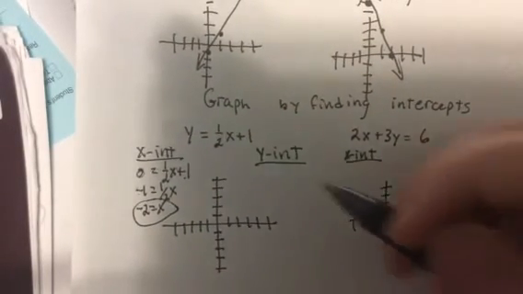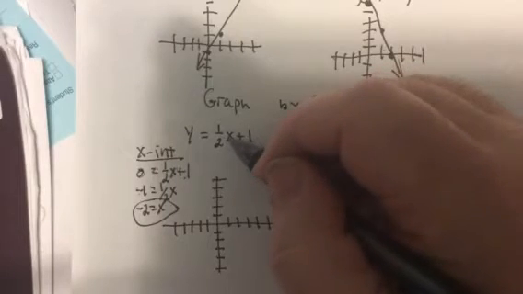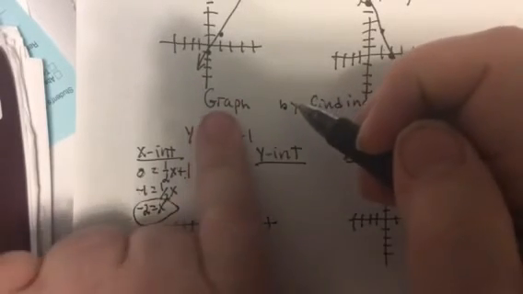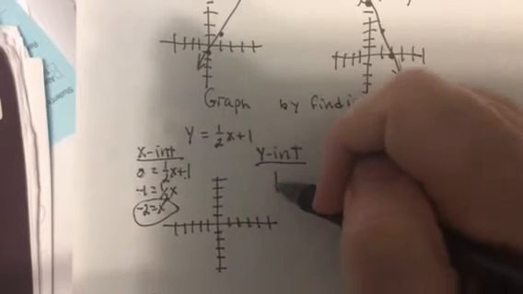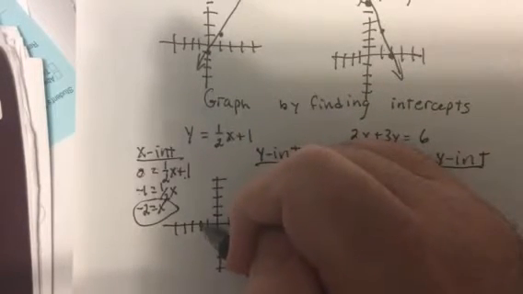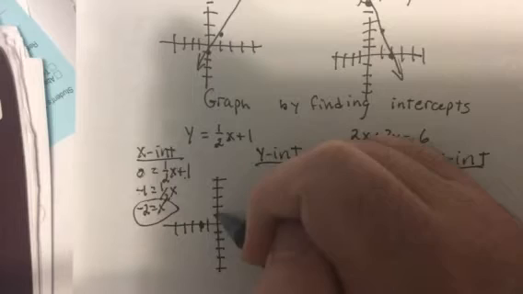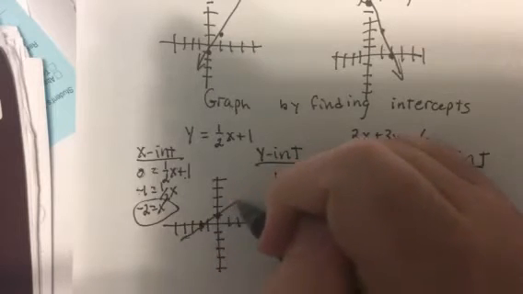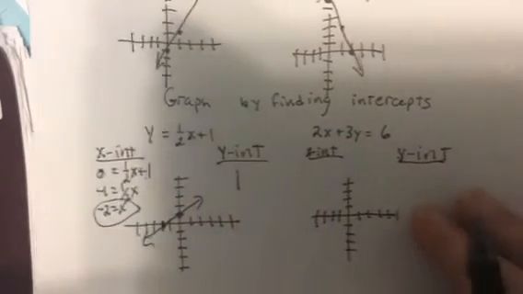To find the y-intercept, put 0 in for x. So this drops out, so the y-intercept is 1. So you put a dot at negative 2 for the x-intercept, 1 for the y-intercept. Easy.